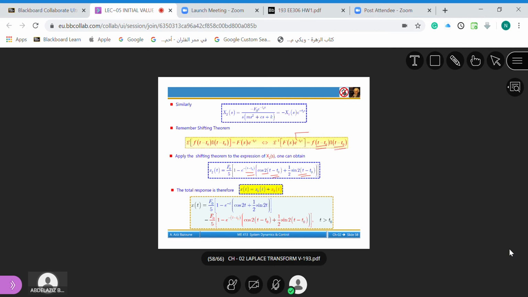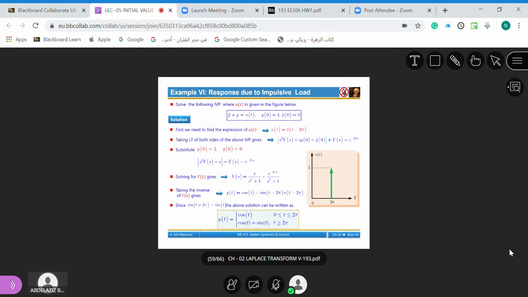The final solution will be x1 plus x2. This is x1, the blue one, and x2 will be this one, the red one. So this is because of x1, and this is because of x2, which is shifted in time to t equal to t0. I know it's a little bit lengthy, but you should at least know about it.